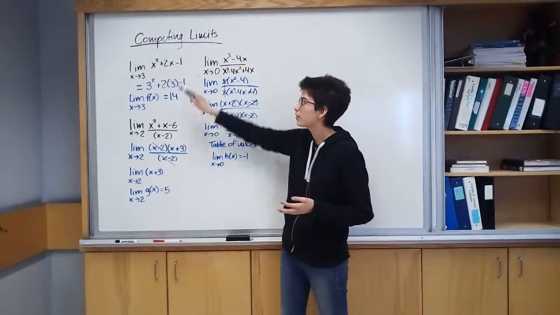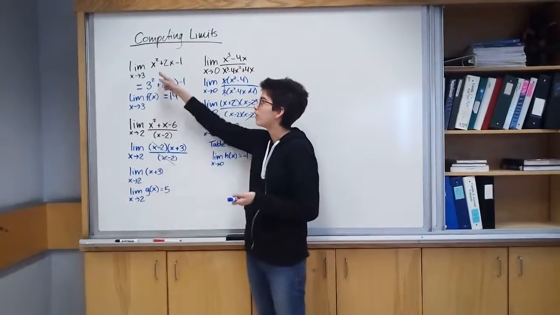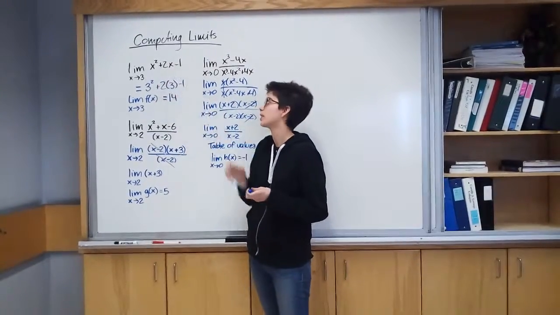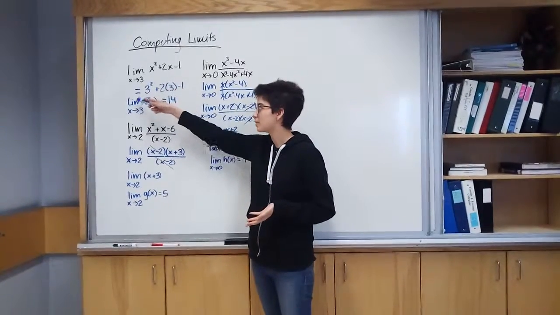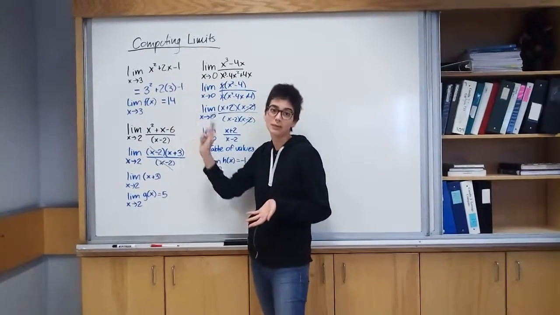The very first example is somewhere where it does work. We have the limit of x squared plus 2x minus 1 as it approaches 3. You can simply substitute in 3 and you just end up getting 14.